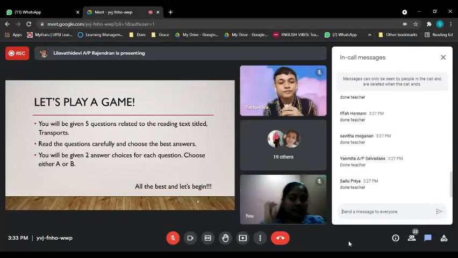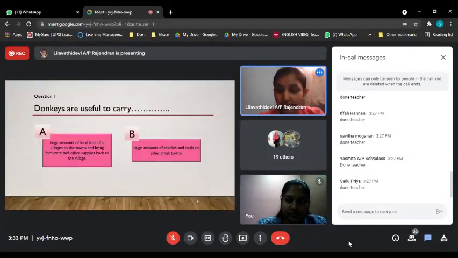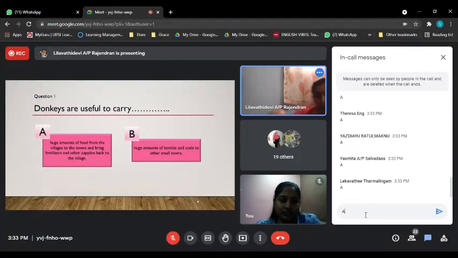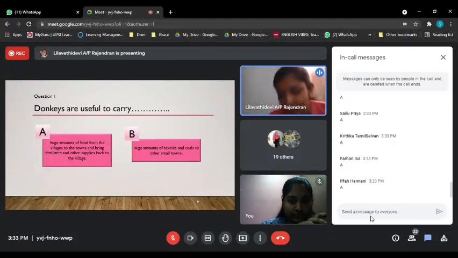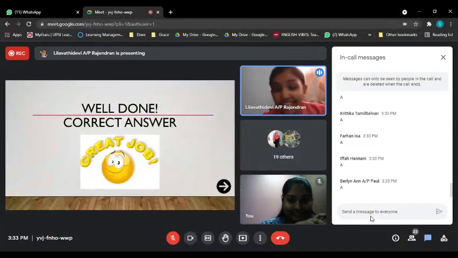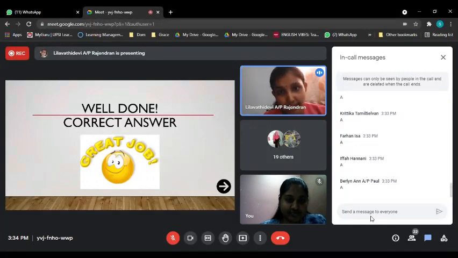Okay, so let's move on. The first question. Donkeys are useful to carry. What do you think the answer is? A or B? So I can see most of you answered A. So that means I'm going to click on A. Well done. You see, correct answer. So how did you find the answer? Did you refer to the text again, or did you see your specific details?